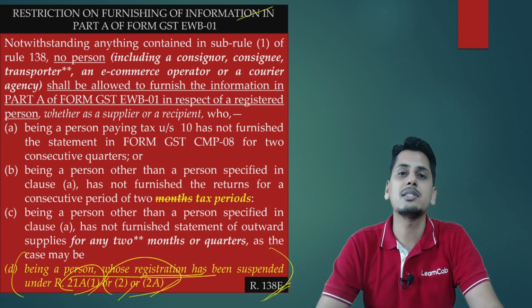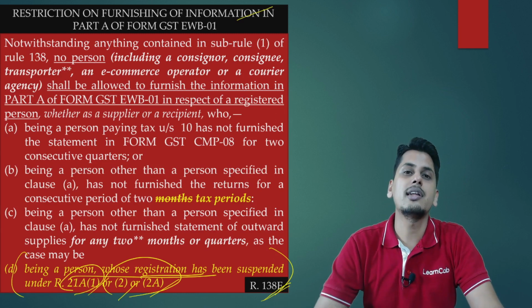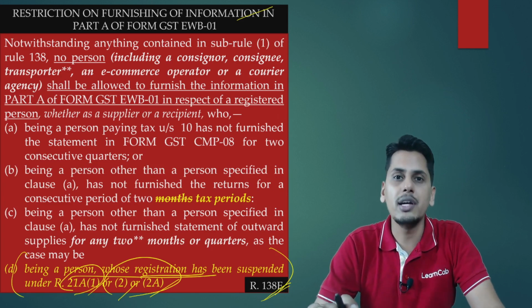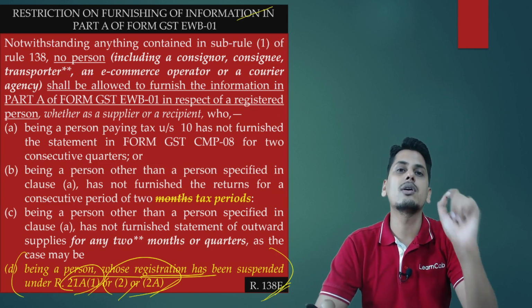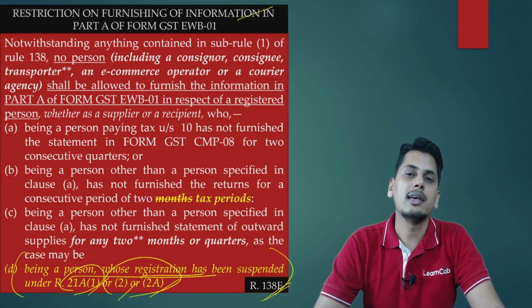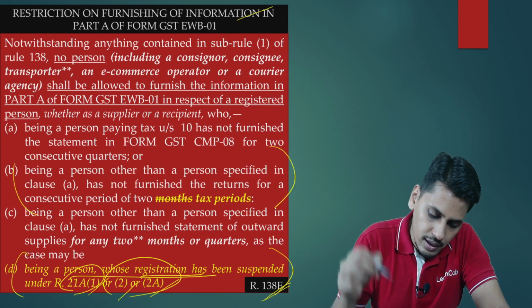the restriction which is being placed is this registered person would not be in a position to generate an E-Way bill. Also, any information in Part A of EWB 01 in respect of this particular registered person cannot be furnished and an E-Way bill cannot be generated. This change we have already seen. Another change is over here.